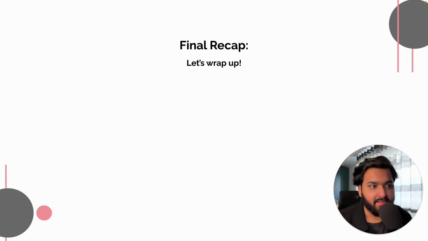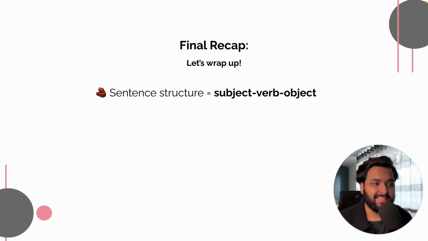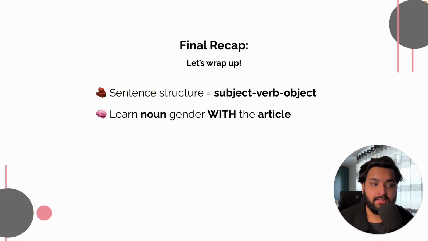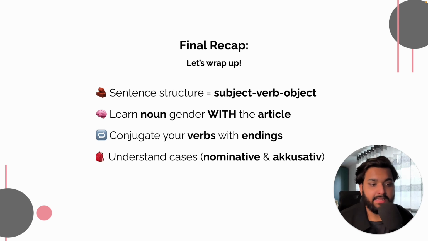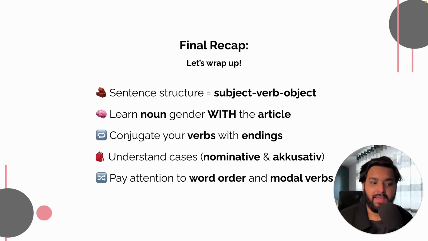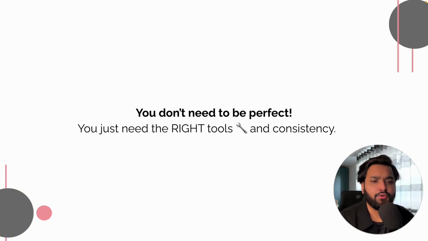And here's a final recap for you. Let's wrap up. Sentence structure equals subject, verb, object, and in questions you have to adjust it to verb, subject, object. Learn noun gender with the article, conjugate your verbs with the appropriate endings, understand cases like nominative and accusative, and lastly pay attention to word order and modal verbs. And always remember, you don't need to be perfect. You just need the right tools and consistency.